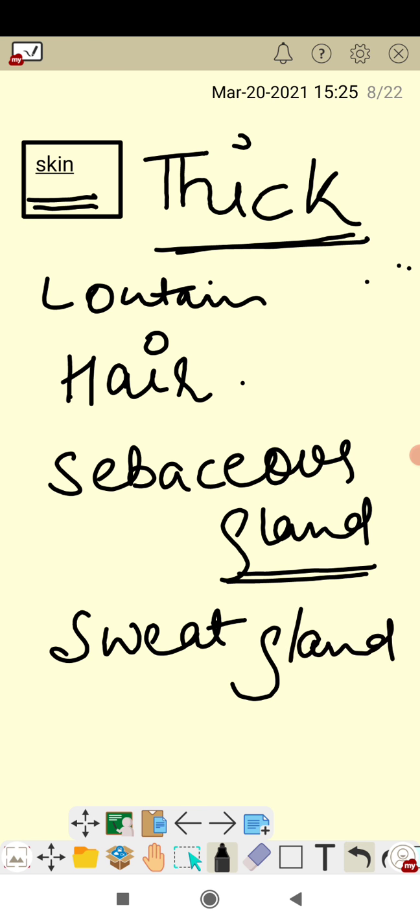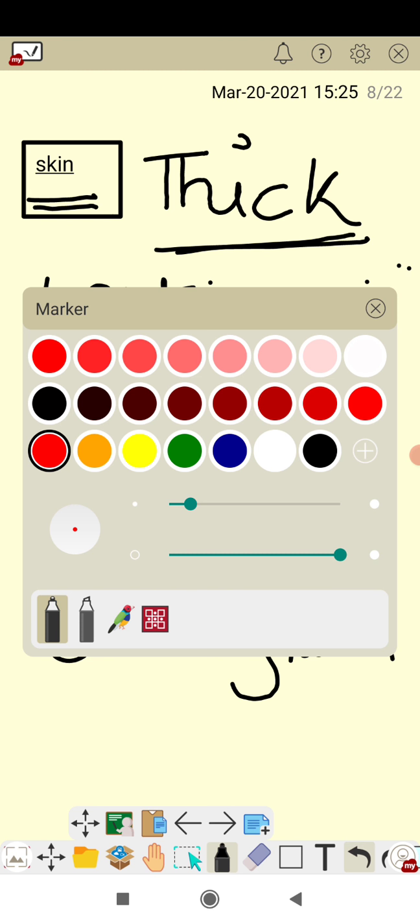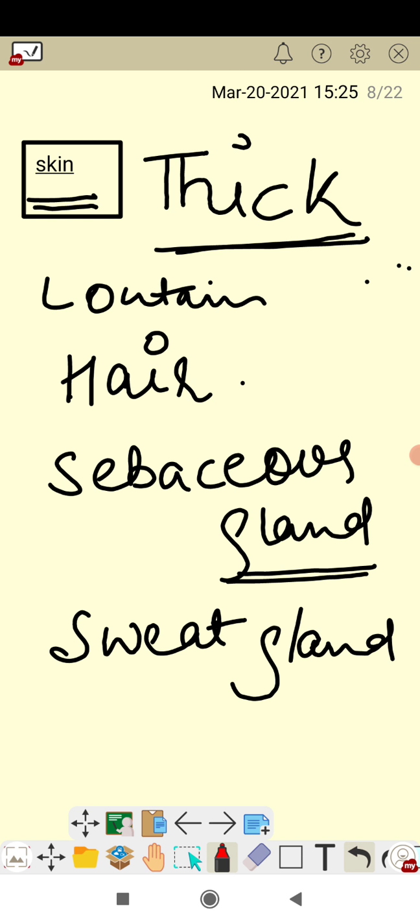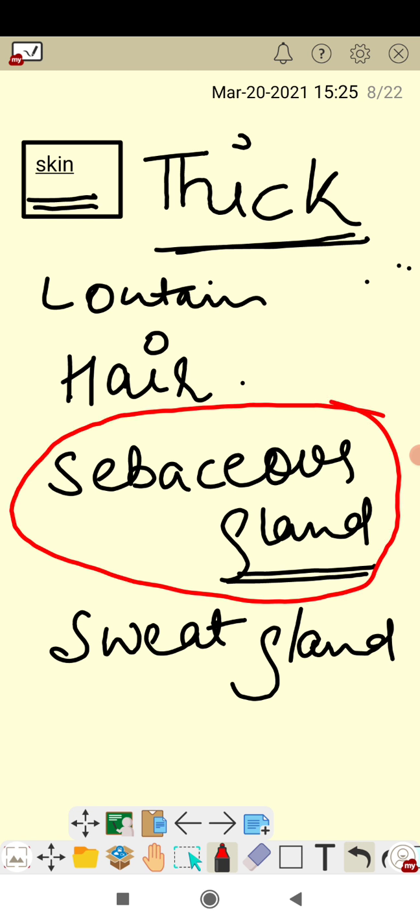Now question comes on sebaceous gland. Question comes, most common site of sebaceous cyst. It is scalp. Common site for formation of sebaceous cyst is scalp.